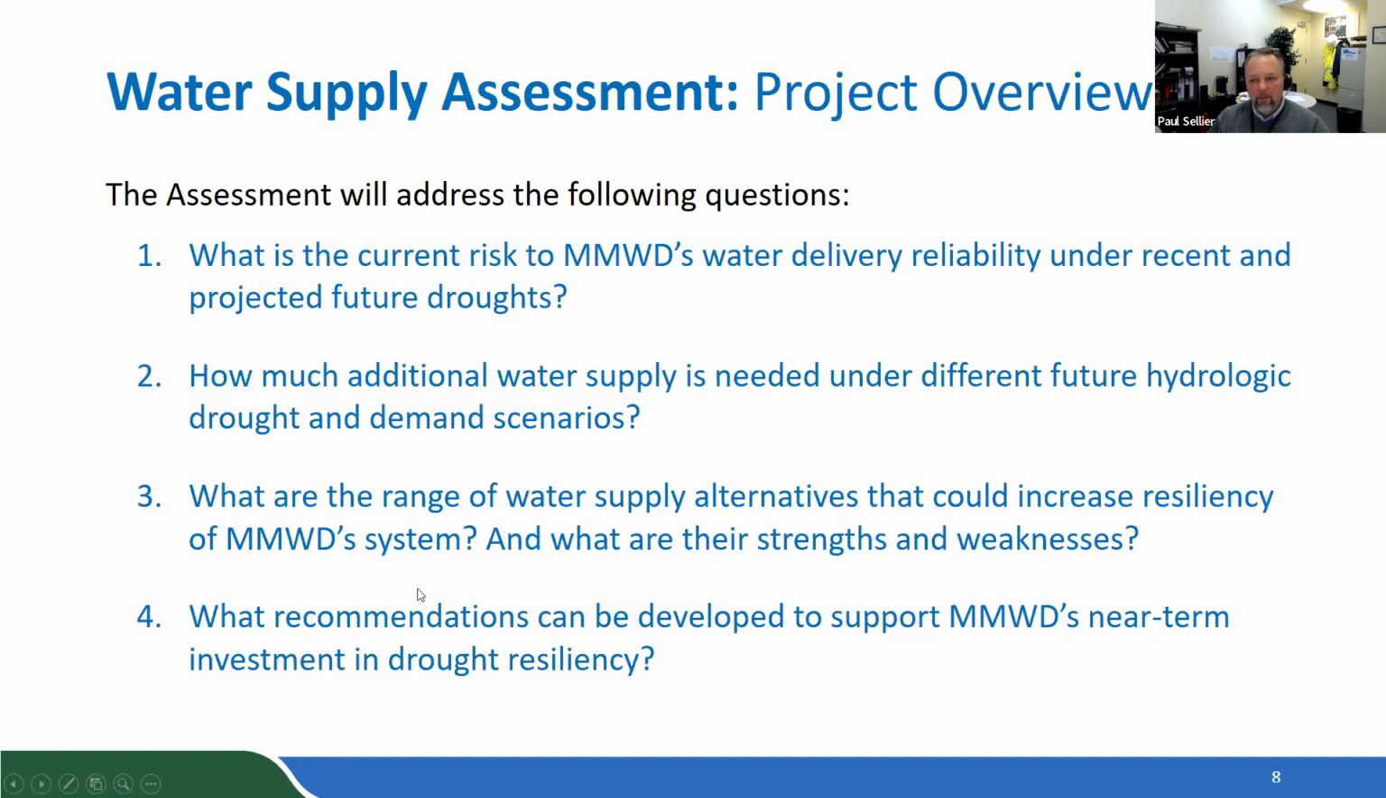And we're going to get into a little bit of that. Hopefully, it's just a conversation in a few minutes. So, the range of water supply alternatives: what could we do in order to increase our resiliency? And then, of course, in the short term, before we start constructing things, how do we think about the short term in terms of drought resiliency? So these are just 4 of the key questions that we'll be looking into as part of the assessment.